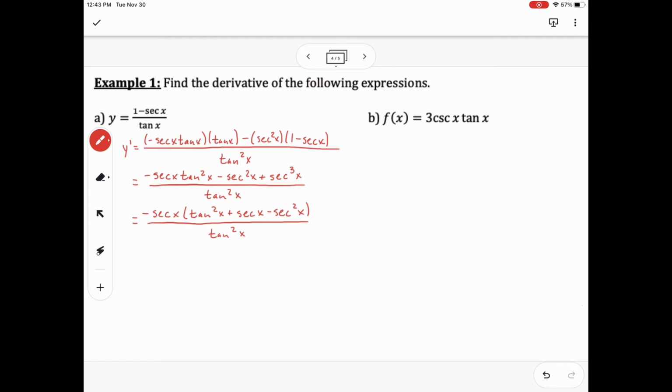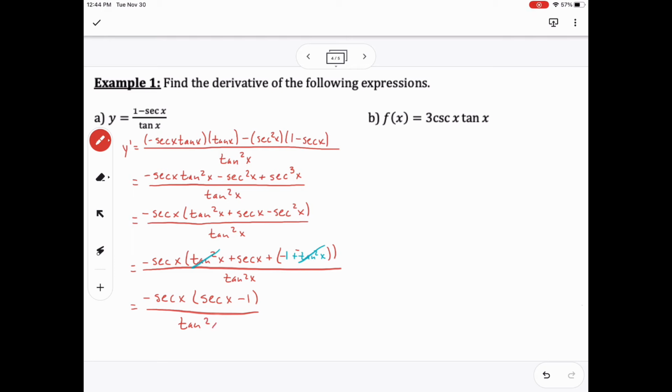So I see that secant squared, and I know that that is 1 plus tangent squared. So I'm going to take that out, and I'm going to insert 1 plus tangent squared in its place. Then from there, I should be able to distribute that negative through to make it negative 1, and then a negative tangent squared. That allows me to cancel out the tangents, and then I'm able to have just negative secant of x times secant of x minus 1, all divided by tangent squared of x, as my final answer.